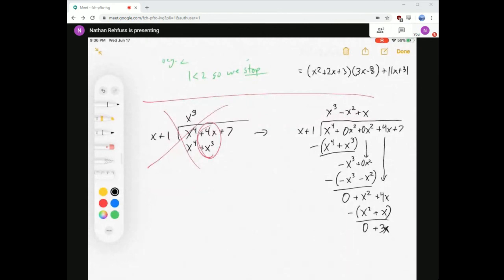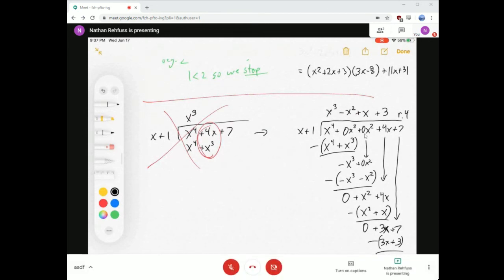Finally, I can keep going because x still goes into 3x, so I'll bring down the 7. And x goes into 3x 3 times. 3 times x plus 1 is 3x plus 3. Subtract that whole thing, and you just get a 4. So when we're all done, the remainder is 4. But we can't make any progress until we respect the missing place values.